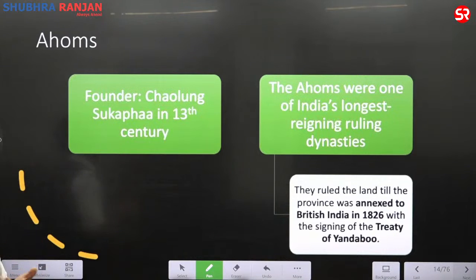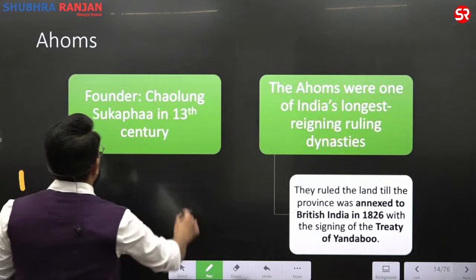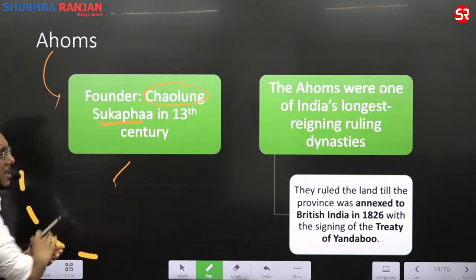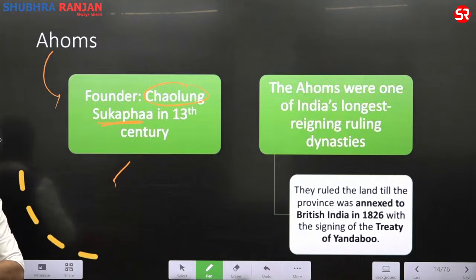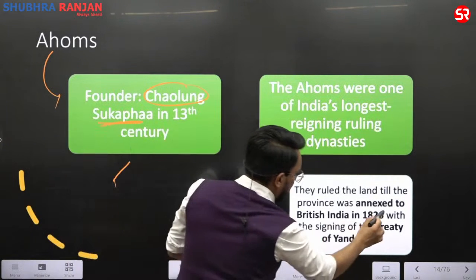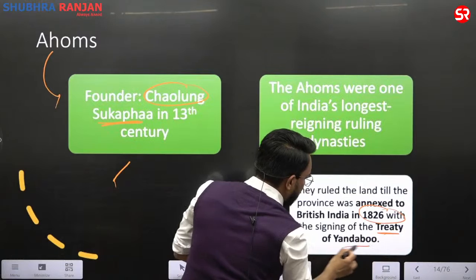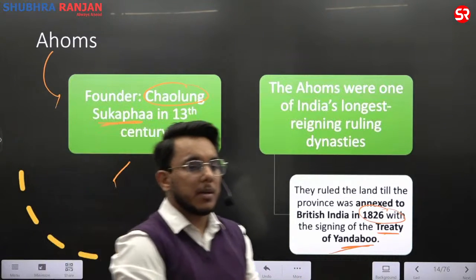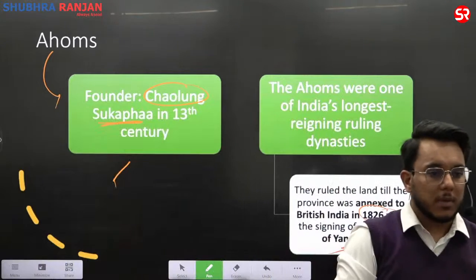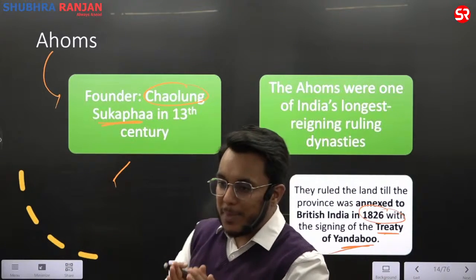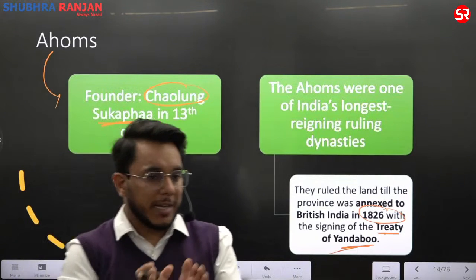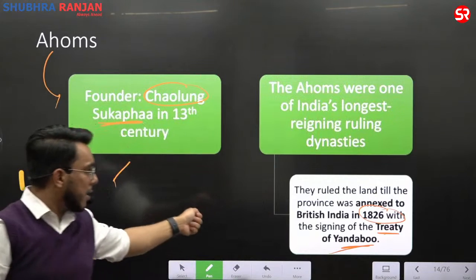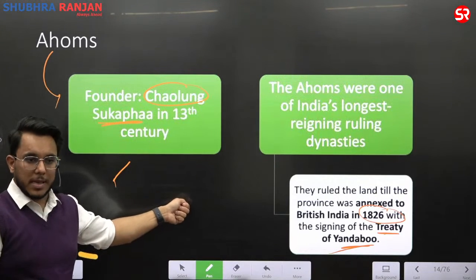Now, a little bit about the Ahom dynasty. Who was the founder of the Ahom dynasty? Chaolung Sukhapha. This dynasty ruled for nearly 600 years till 1826, the Treaty of Yandabu. The Treaty of Yandabu was a peace treaty signed after the Anglo-Burmese war. So till the Treaty of Yandabu, they ruled. Is it clear or not?